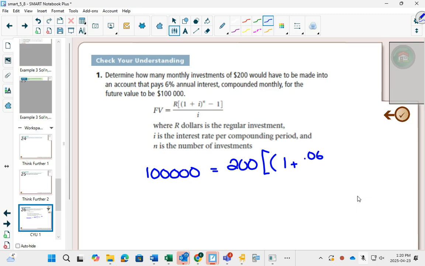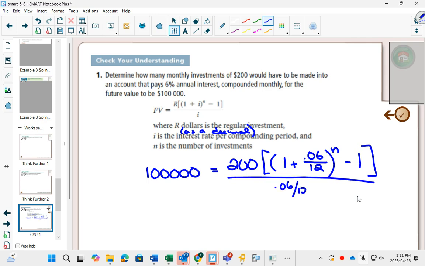And often they'll tell you this on the test as well, like they would say interest rate as a decimal. Instead of writing 6 as a regular number, you need to change that to 0.06. It's compounded monthly, so per compounding period means that we have to divide that by 12, to the exponent of n minus 1, close that square bracket, all divided by 0.06 over 12 for the i again.